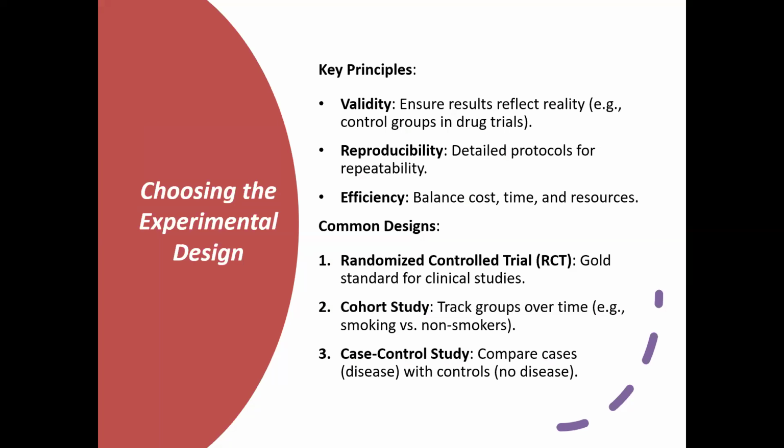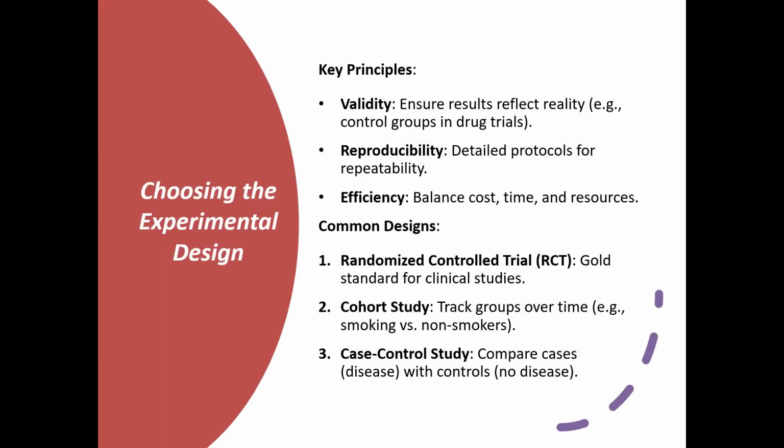First one is validity. You have to ensure the results reflect reality. For example, control groups in drug trials, you have to make sure that they are valid. Next is reproducibility. Detailed protocols are explained in detail to make sure that it can be easily reproduced in any part of the world. And then efficiency, meaning the experimental design is balanced in cost. It is not too expensive, and you consider time cost and resources. So you have to look at all these things.